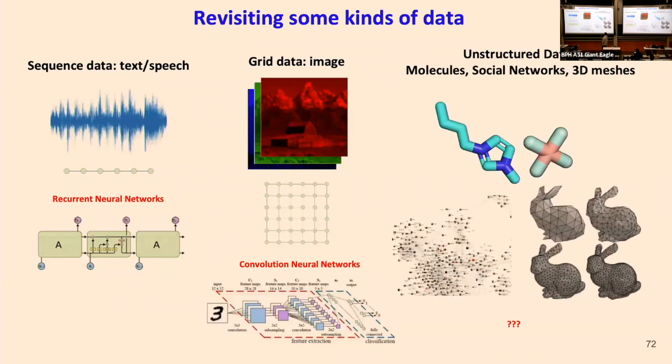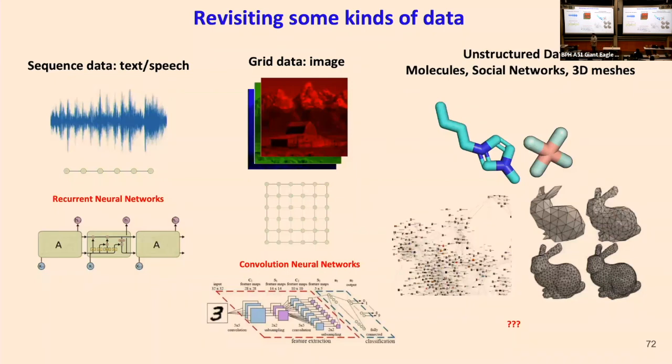But what about data like this? We have a bunch of molecules. We have social networks. We have 3D meshes of objects when doing 3D vision. So what kind of model can we really use? You know we'll use GNNs, but this is the motivation behind it. Not all data is structured enough to simply use models which assume structure in data.